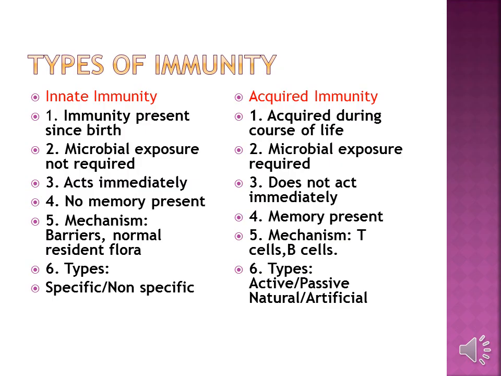Then acquired immunity is acquired during the course of life, microbial exposure is required, it does not act immediately, it takes some time to act to form the antibodies, and then memory is present for the second or subsequent infection. The mechanism is by T cells or B cells, and it is divided into two types mainly, active and passive, and each is divided into natural and artificial.